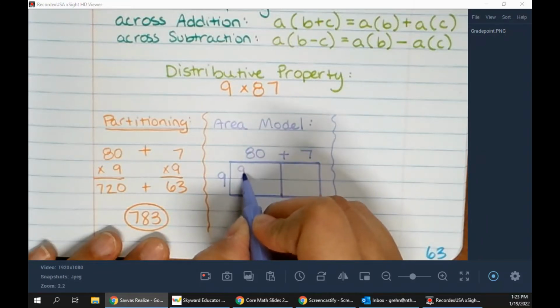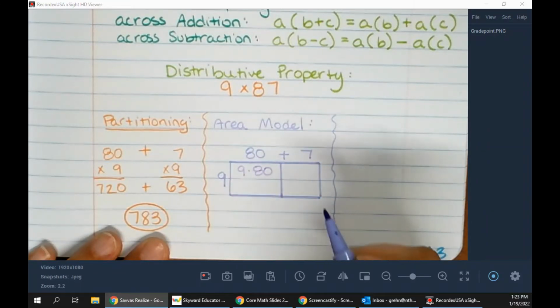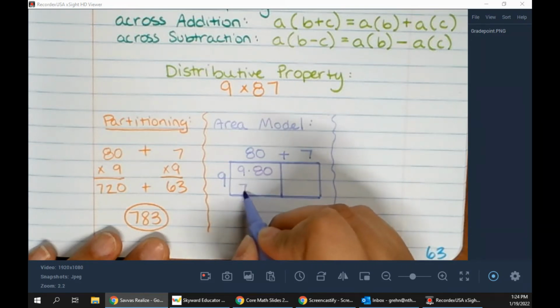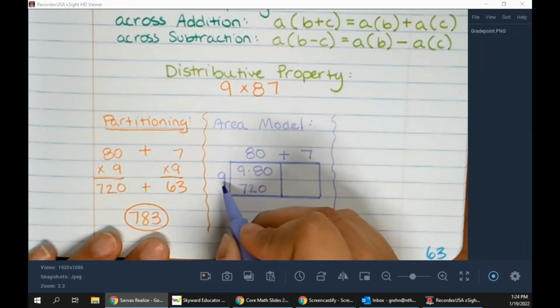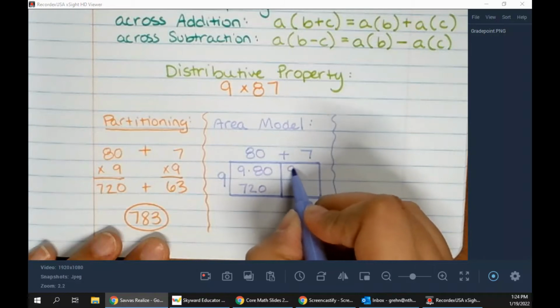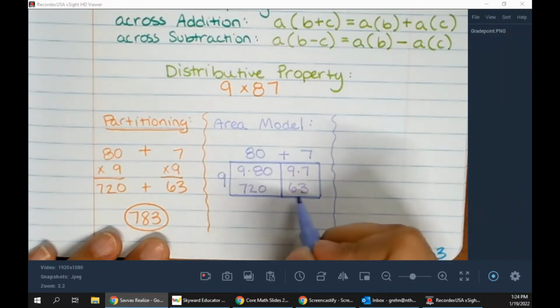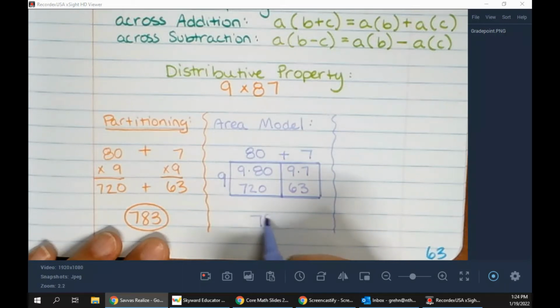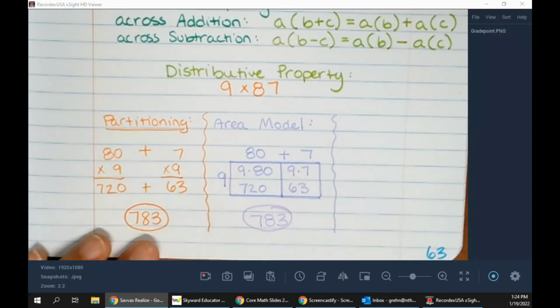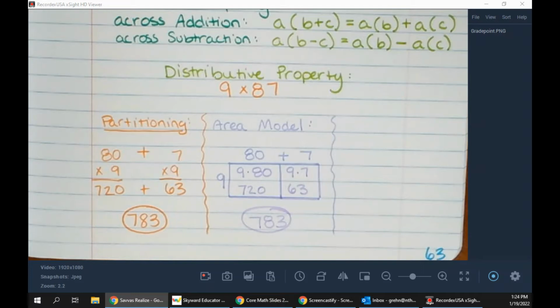And so now I can just multiply their length times their width. So 9 times 80 is 720. And then the length and width of the smaller one would be 9 times 7, which is 63. And then I just need to add those two together, which again gives us 783. So that's using the area model.